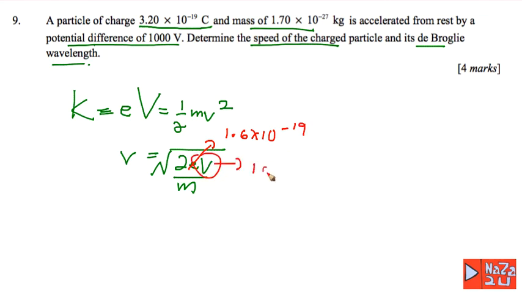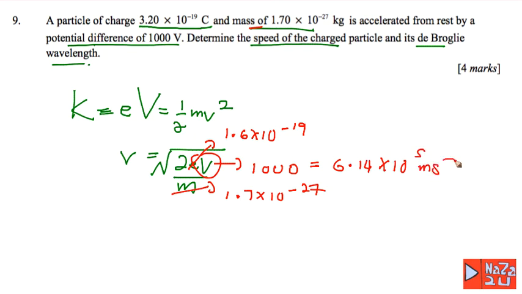and the mass of the particle is 1.7 × 10^-27. You can find the value of v is equal to 6.14 × 10^5 meters per second.